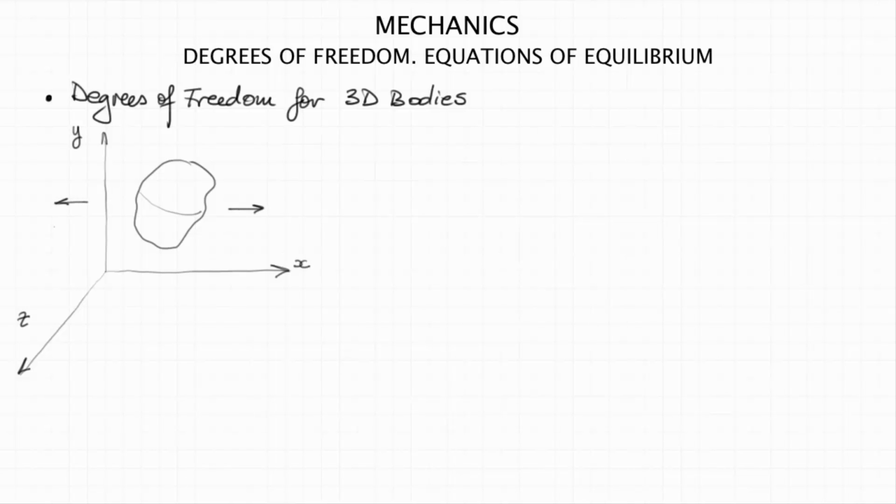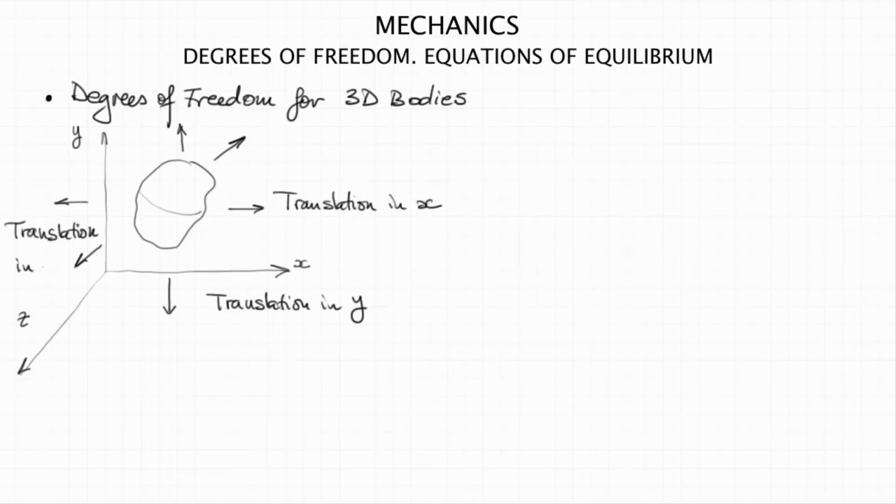So this body can firstly translate along the x direction, obviously. It can also translate in the vertical direction, in the y direction. And of course, it can translate in the z direction. So it can translate in the 3 orthogonal directions.